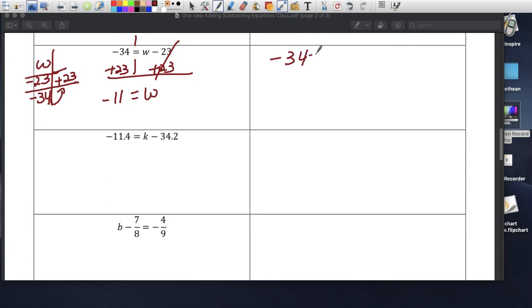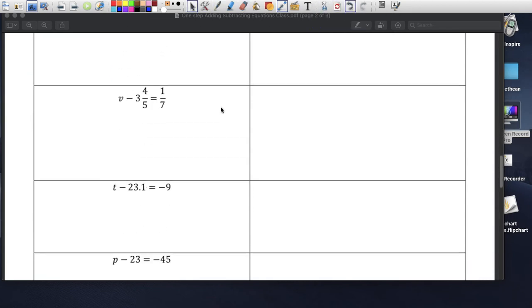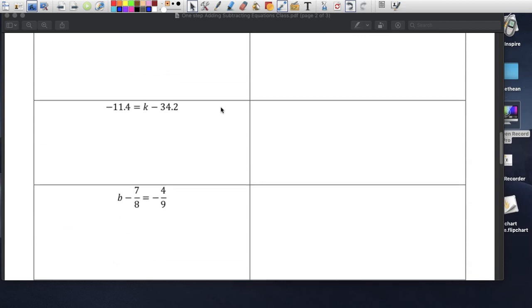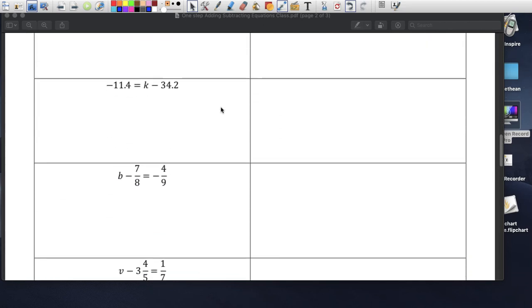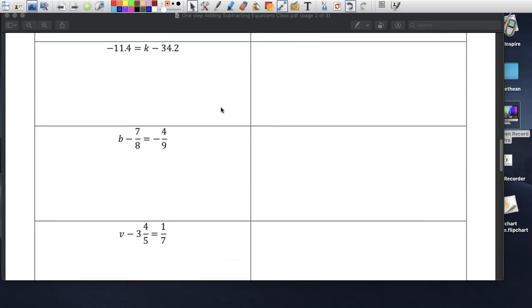Let's check. Negative 34 equals w minus 23. So in place of that w, I'm going to put in the value that we just found, and that's negative 11. So negative 34, are they equal to each other? Yes, it is, because negative 11 minus 23 is negative 34. I don't know if I should do, well, I should. No, I'll do the rest. Just don't want to make the video too long.